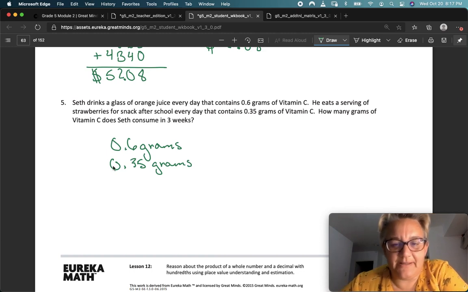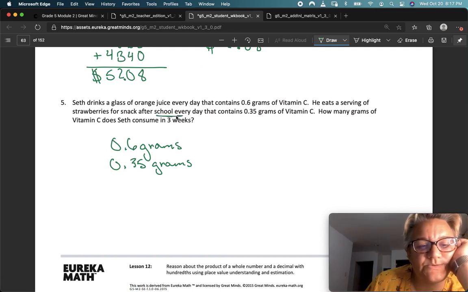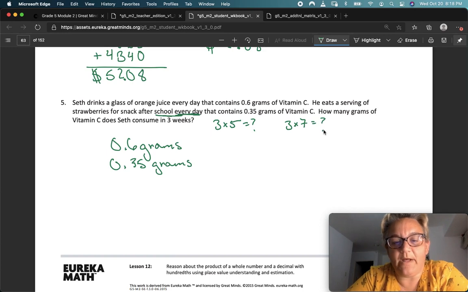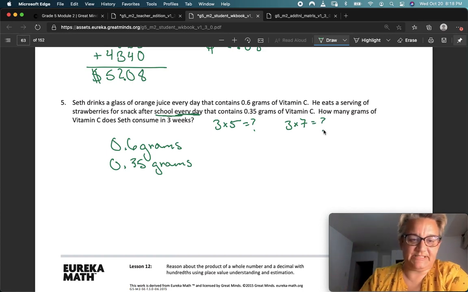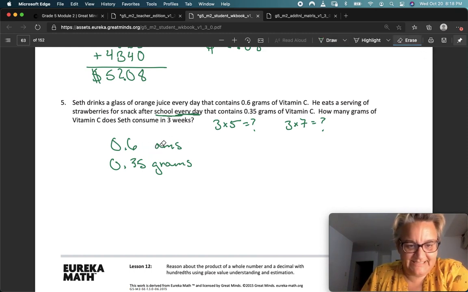Okay, so wait a minute. I'm trying to think. Well, he doesn't go to school every day, does he? So is this 3 school weeks, which would be 3 times 5? Or would it be 3 full weeks, 3 times 7? I'm not quite sure. It's not clear in the question, is it? Well, let's solve it both ways, and then we'll go look at the answers to see what they decided. Because logically, in my brain, if he's eating his after-school snack, it means on school days.